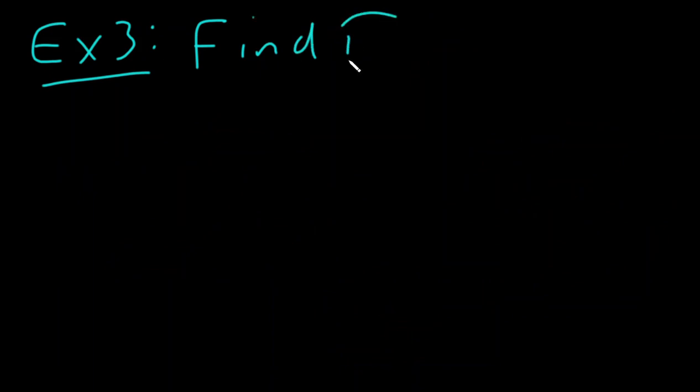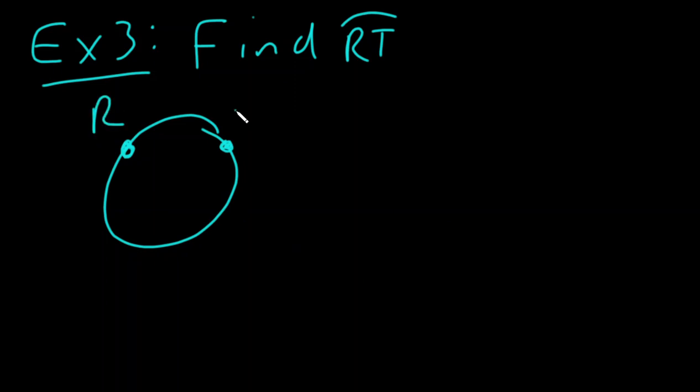So here we have example 3. And let's say for example 3, I want you to find arc. Once again, we'll make up 2 letters. Let's go with RT. And so I'll draw my circle. Let's put it like this. Let's say, okay, this is R, this is T, and we need an angle, so let's just call this Q.